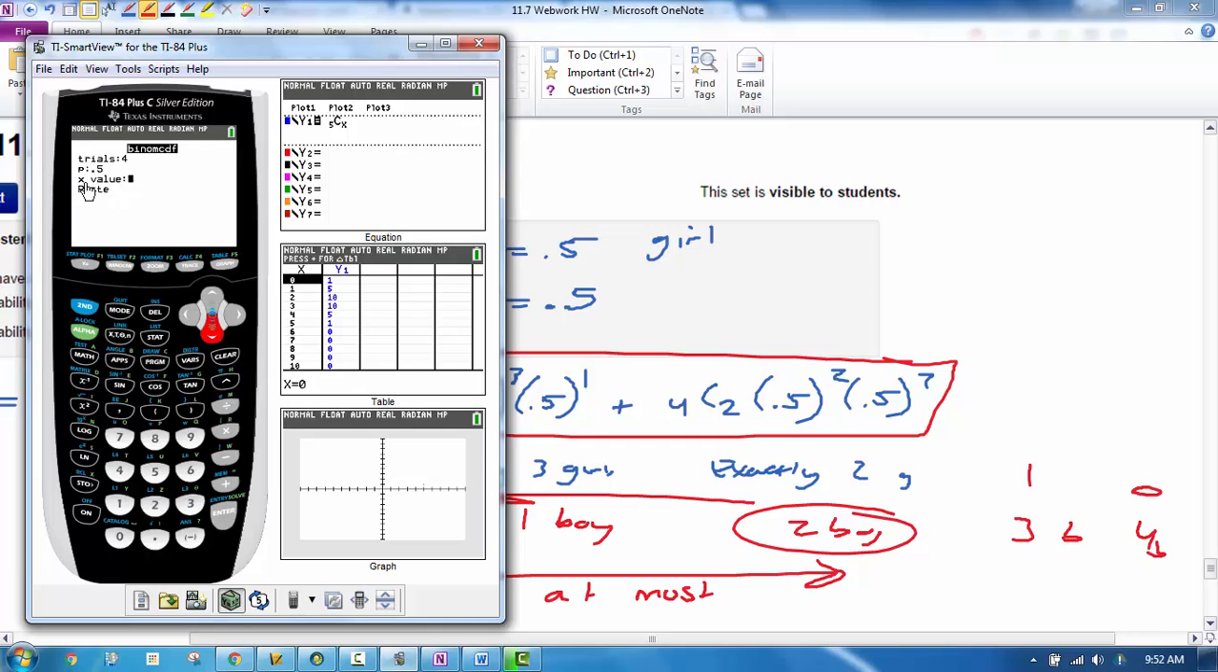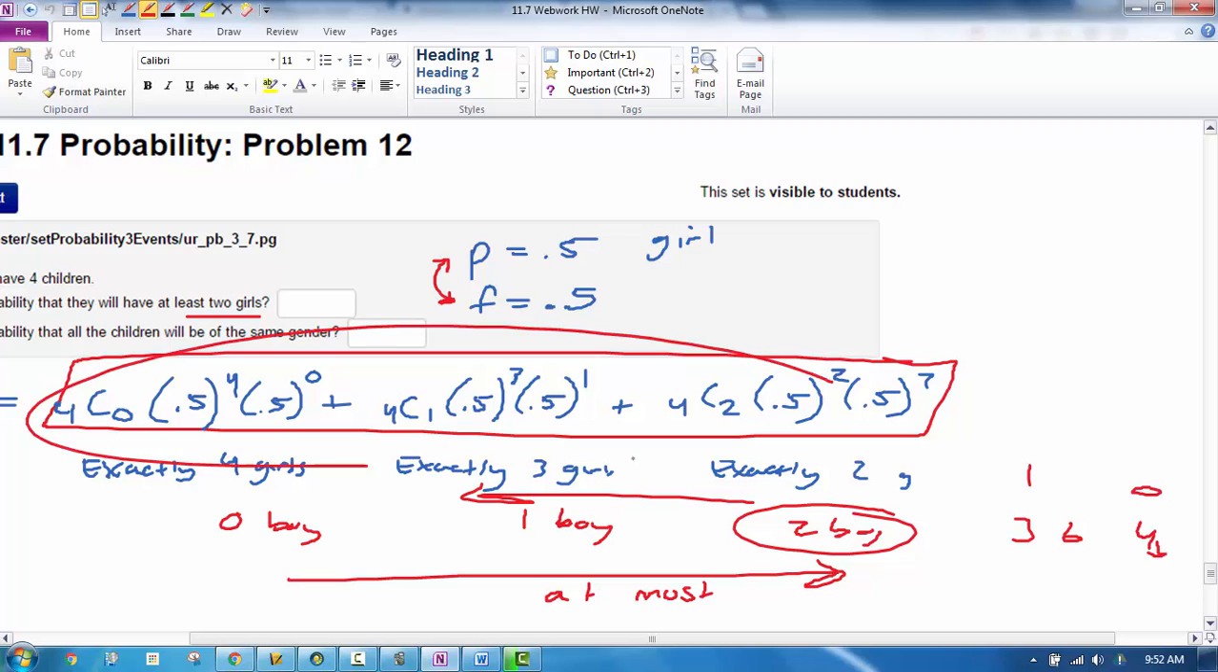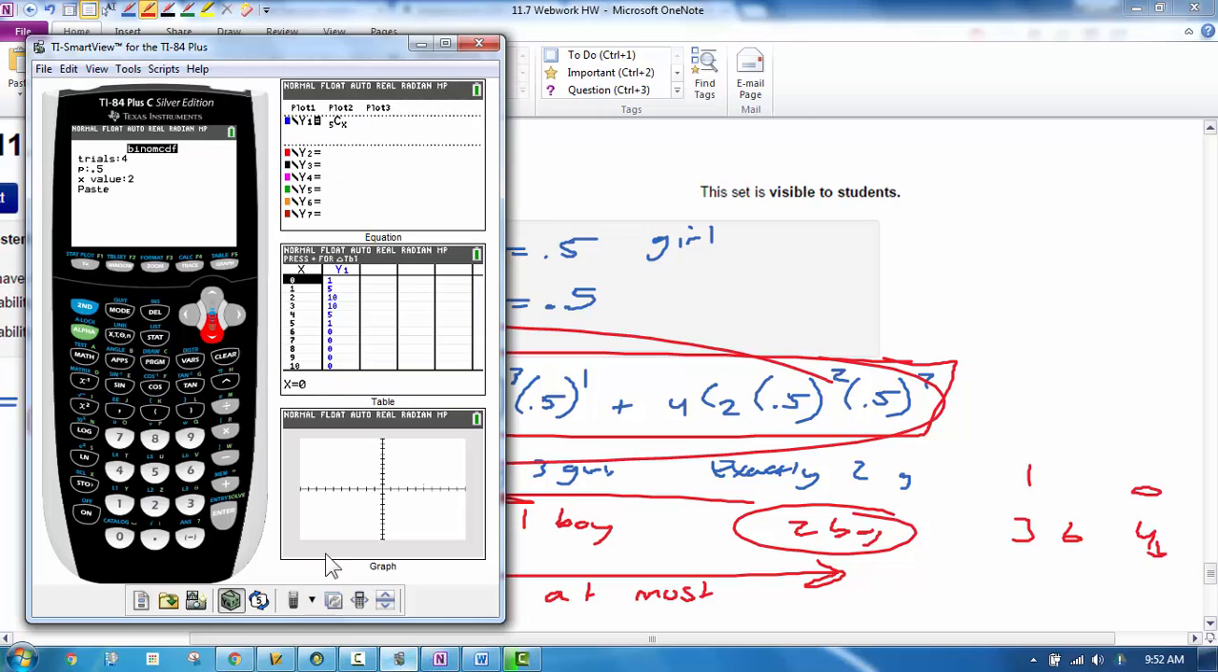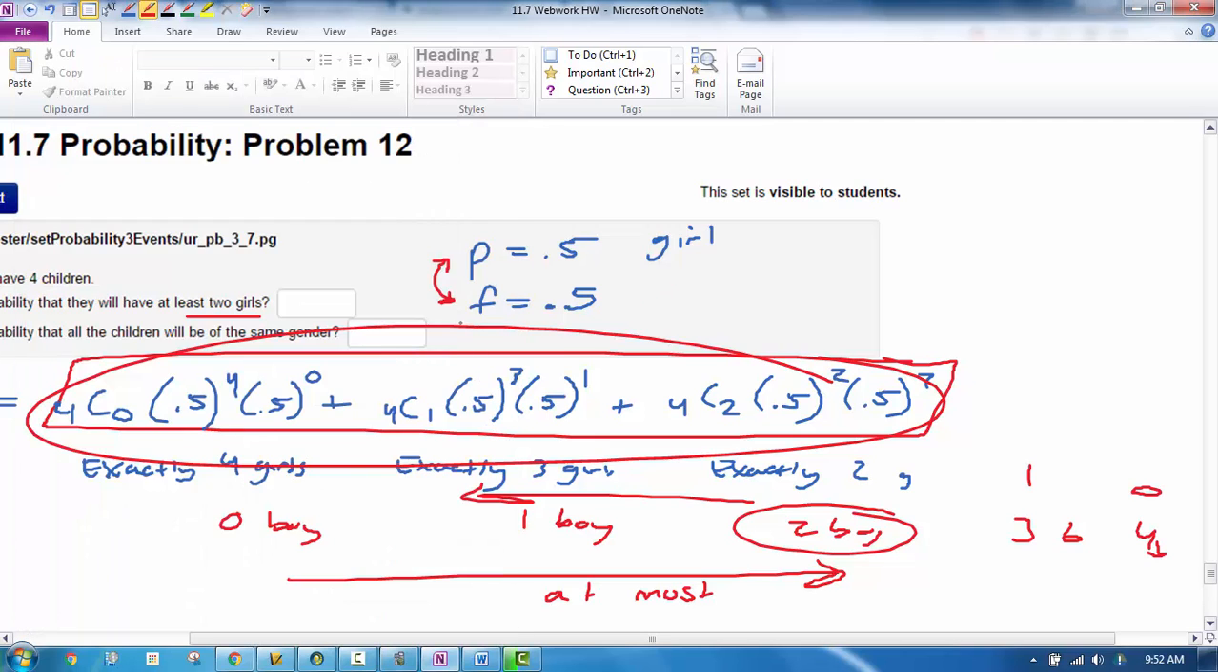So we want at most 2 boys then. That would be adding up all 3 of these terms. And this becomes handy because this would save us time in the bigger problems, but if you hit enter you get 0.6875, which works perfectly.